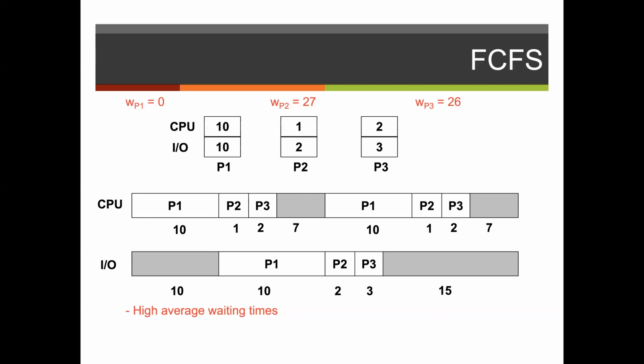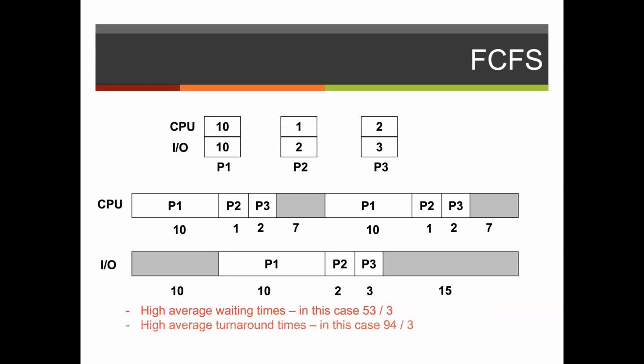And so you want to keep into consideration what might be some appropriate considerations for utilizing the first come first serve algorithm, and that could result in high average waiting times. In this case we have 53 over 3, and then we also have high average turnaround times, and in this case it's going to be 94 over 3.